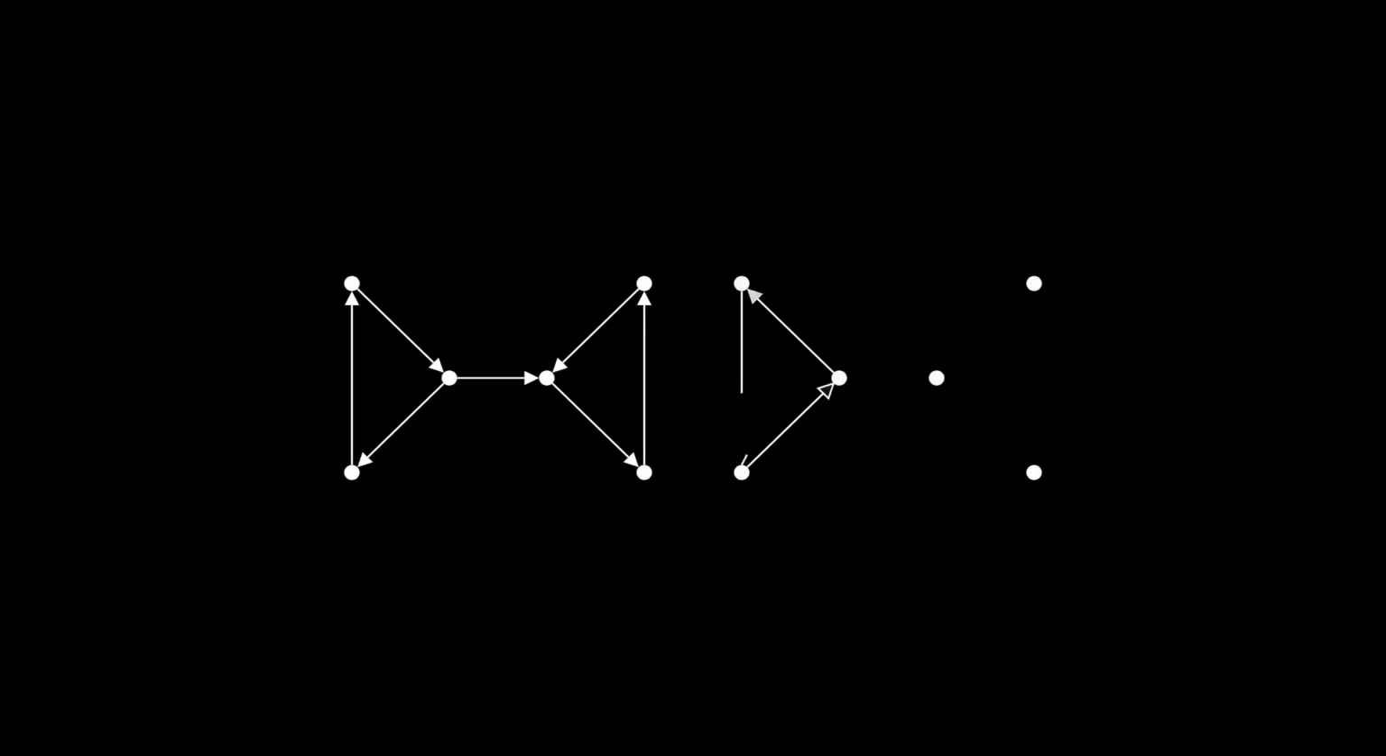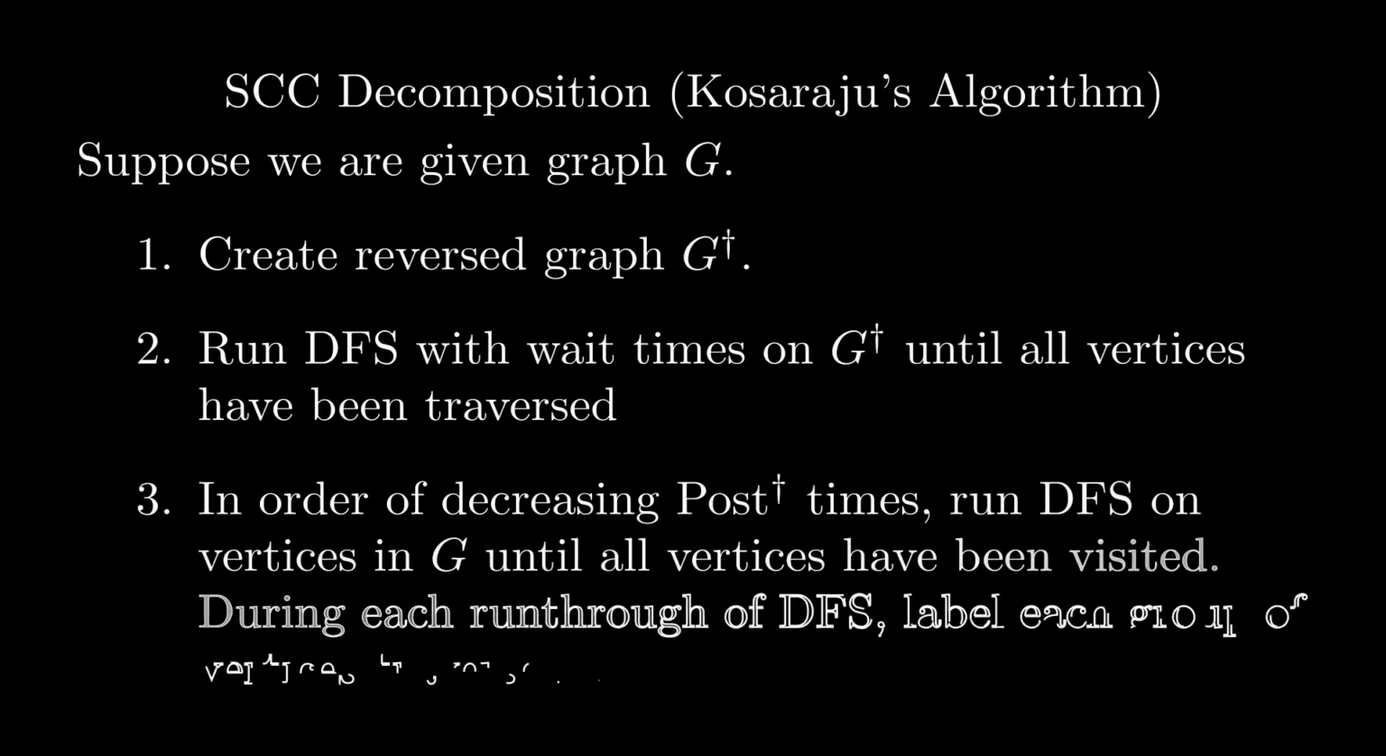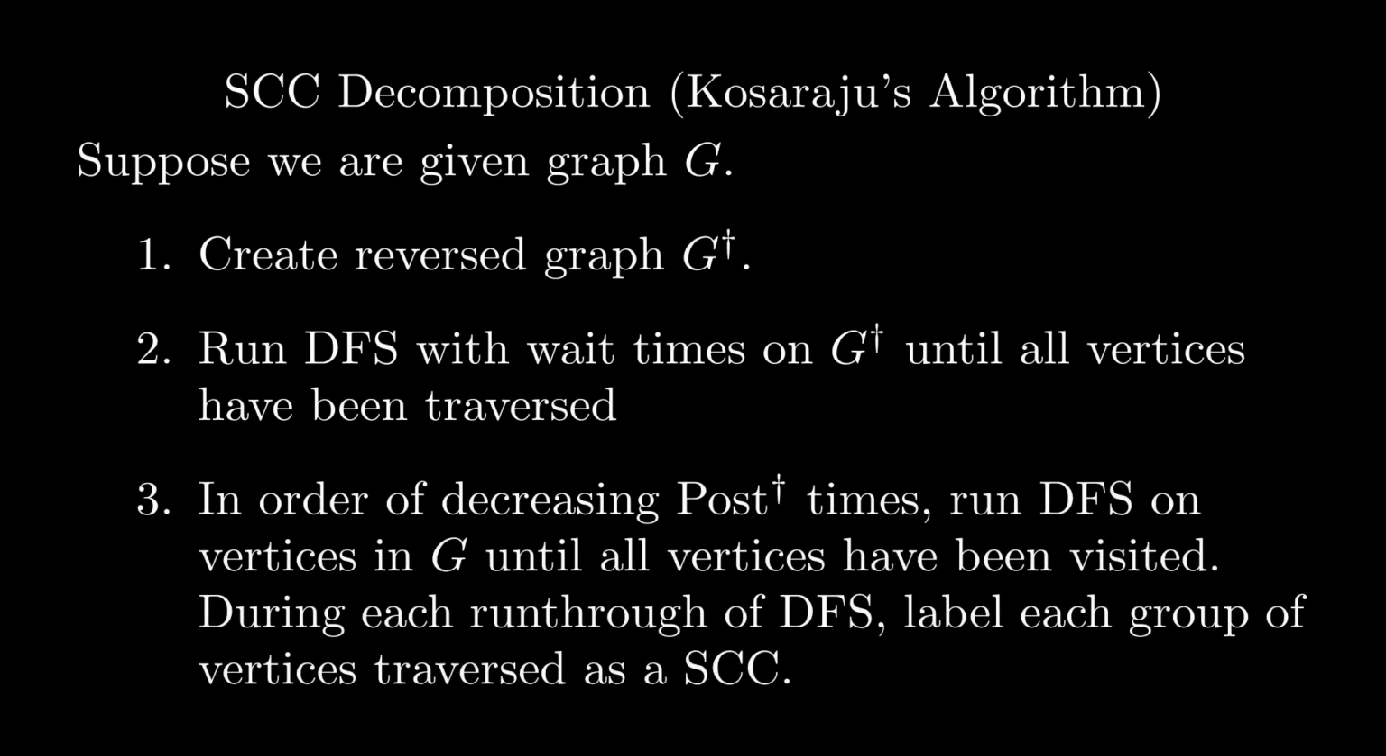We can compute reverse topological order for a given graph G by simply computing DFS on the reversed graph G dagger, which is essentially a copy of G where the directions of all the edges are flipped. Putting all these observations together, we have the following algorithm. Create the reversed graph G dagger of G. Run DFS with visit times on G dagger until all vertices have been visited. Run DFS on the vertices of G in order of decreasing post dagger times, skipping vertices that have already been visited. Label every subset of vertices that is reached from a given starting point as a separate SCC.